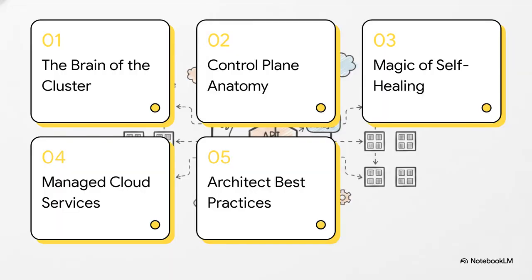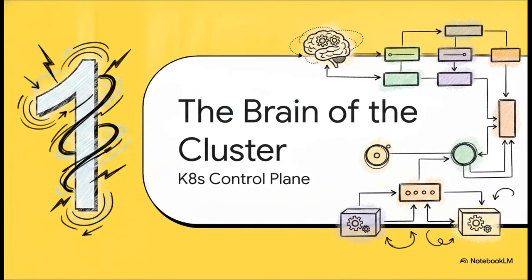So here is our architectural blueprint for today. We'll cover 1. The brain of the cluster. 2. Anatomy of the control plane. 3. The magic of self-healing. 4. Managed services and cloud integration. And finally, 5. Best practices for architects. All right, let's get into part 1.